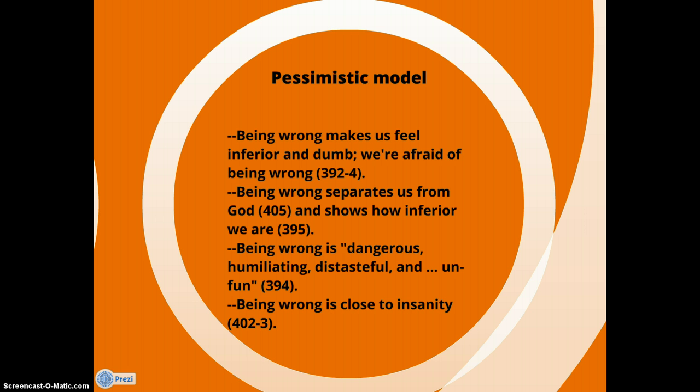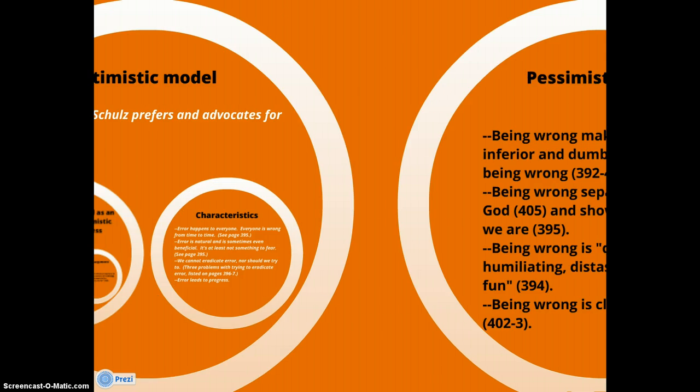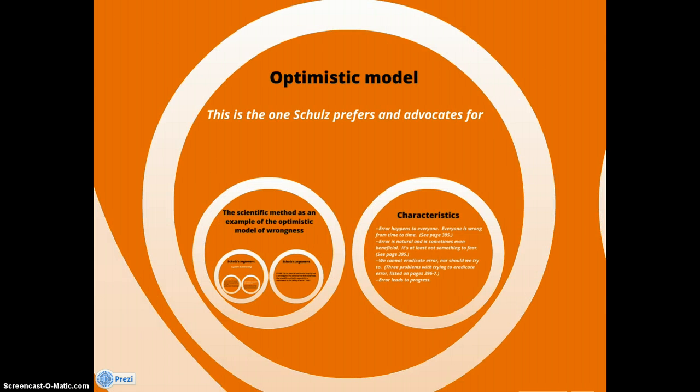And she connects it with insanity and misapprehending the world. And so we shouldn't want those things. We shouldn't want to be crazy, so we shouldn't want to be wrong. And she's saying that those are the kind of negative views of wrongness. But she wants to suggest that there's a different way to view wrongness, one that's more productive, and she calls this the optimistic model. This is the model that she prefers and advocates for.